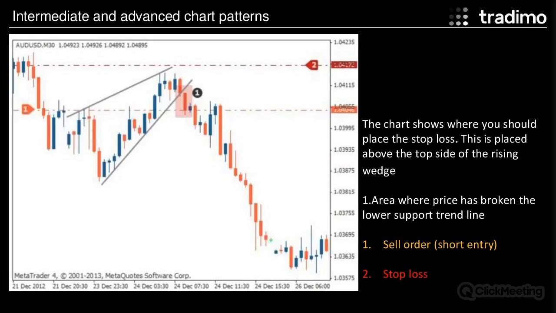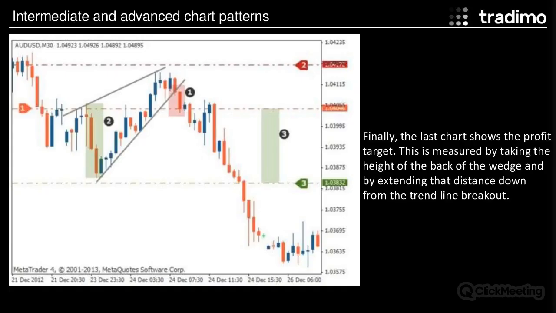So the chart shows where you should place the stop loss. This is also very important. This is placed above the top side of the rising wedge. The red shaded area where price has broken the lower support trend line. The orange line, this is our short entry. And then the stop loss is the red line, number 2. You can see this.